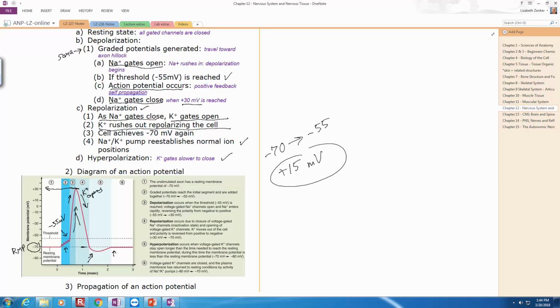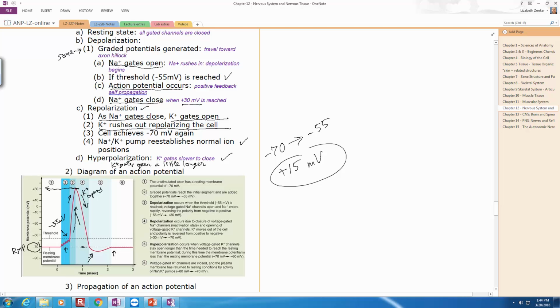So let's see what we're doing now. We said the potassium gates were slower to close, so you just want to know that they're open a little longer. That's why you get that hyperpolarization. Potassium gates are open a little longer. That's why it dips down more.